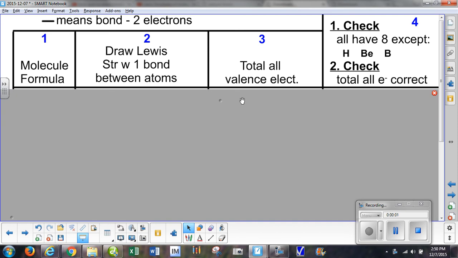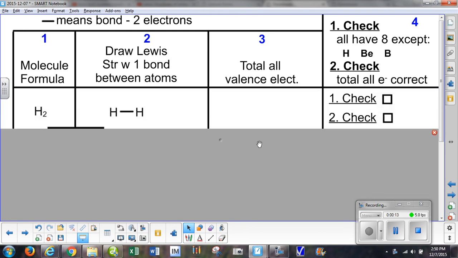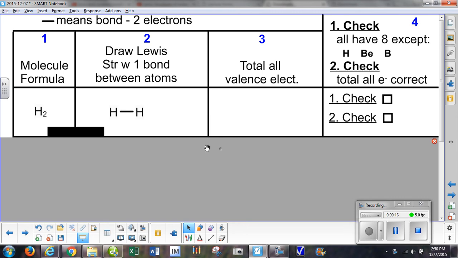Okay, so what we're looking at right now is a chart that I use to help students figure out how to get a good Lewis structure, which is going to be in column 2 of this little chart. And what we're doing is we're setting this up so when you're done, if you have any idea what this stuff means, you'll always be able to check and be absolutely certain that your Lewis structure is okay if, when you do a check, you have the check for 8 electrons for every atom except hydrogen, beryllium, and boron, and that the total number of electrons is always going to be correct.